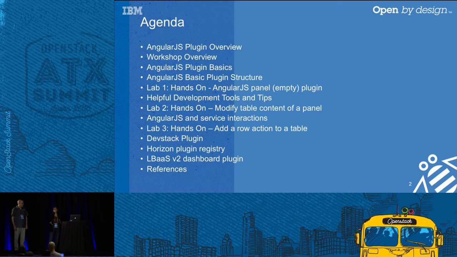We'll then deep dive into the AngularJS and service interactions. So this is where we will tie in how you're interacting with your APIs and services so that you're getting back data and interacting. And then we'll use the concepts that we are going to learn into lab three and basically add a table row action. So we'll provide you with some code that you can use as a starting point and then add some actions to the table rows. Once we are done with that lab, we'll talk about some other things that you need to know about when writing an AngularJS plugin, like how to do a DevStack plugin, as well as updating the Horizon plugin registry. And then we'll talk a little bit about what we did with the Load Balancer as a Service version 2 plugin that is now released as part of the Mitaka release. And then we'll have some references that you can take with you, and then we'll wrap it up for the day.